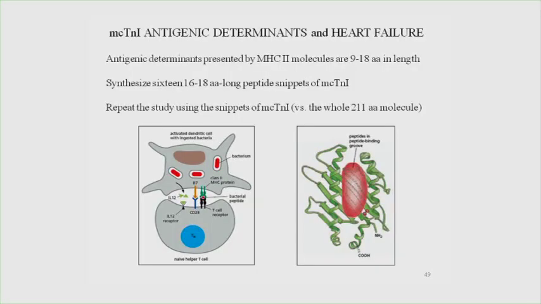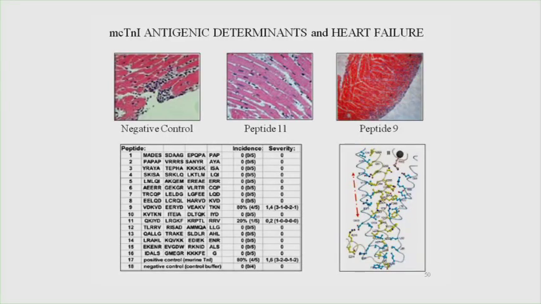So what they did, they looked at the troponin I molecule and cut it up into little pieces. And they repeated this study with specific snippets, specific antigenic determinants, chains of amino acids that might fit in the cleft between the MHC molecule and the T cell receptor. And they found that most of the snippets did nothing. One snippet, snippet 9, caused some inflammation, but this snippet right here, snippet 11, this was the active antigenic determinant. If you give this snippet to animals, you destroy the heart completely. It doesn't look like normal heart, it looks like a piece of salmon.